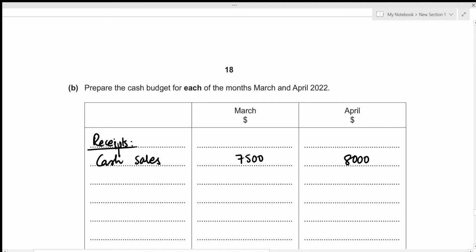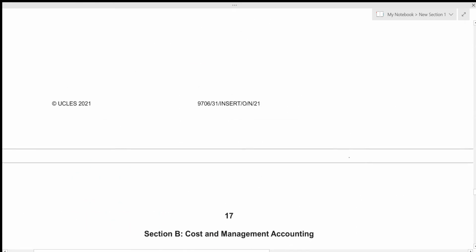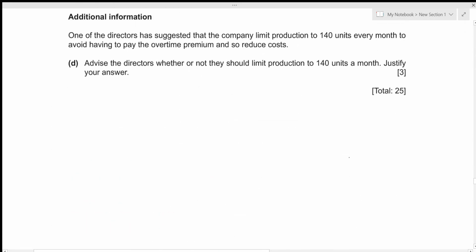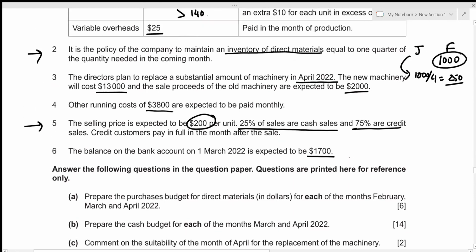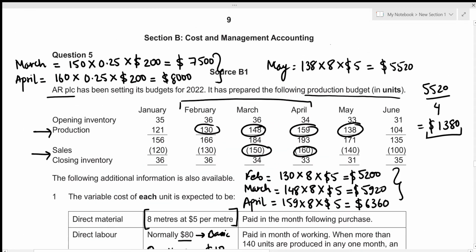Alright, now we need to record the credit sales as well. We know that for the credit sales, we receive that particular amount in the next month or the following month. So if we're talking about the receipts in the month of March, we will be receiving for the credit sales made in the month of February. So let's figure out the amount for the credit sales for the month of March. We need to actually record the amount of credit sales made in the month of February. So that's total sales is 130.